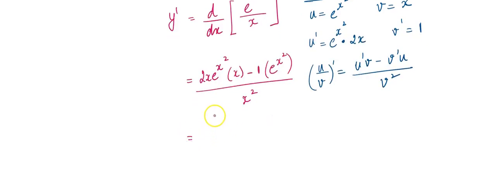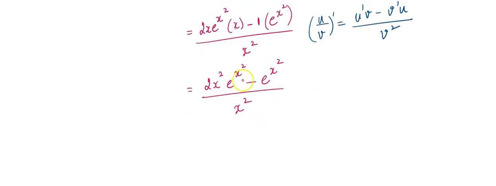So we are technically done with applying the quotient rule. Now we need to clean up. I have an x here, I have x here. So that's going to be 2x squared e power x squared minus e power x squared all over x squared. e power x squared seems to be common to the terms on the top. So that leaves us with 2x squared minus 1 over x squared.